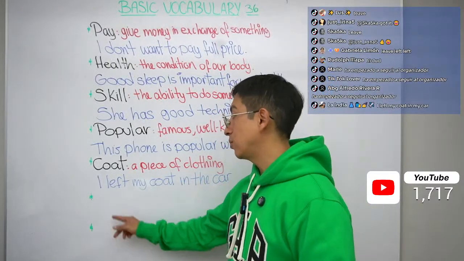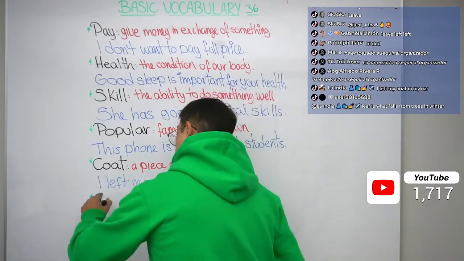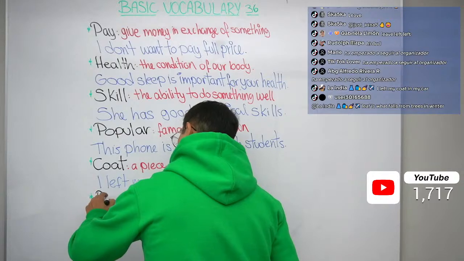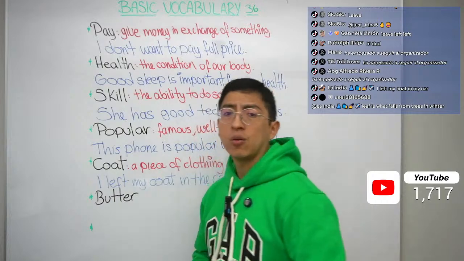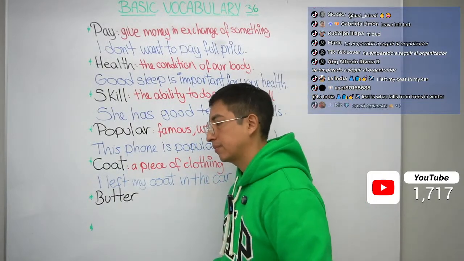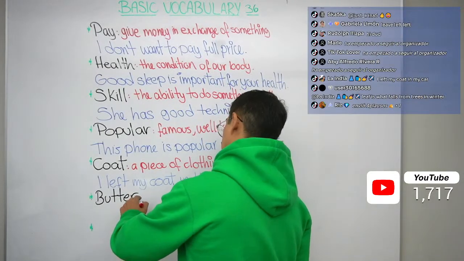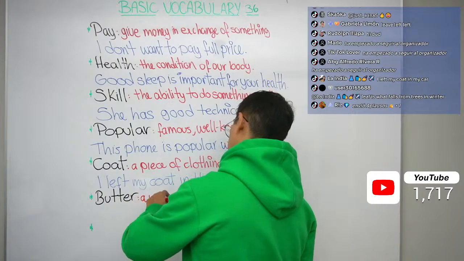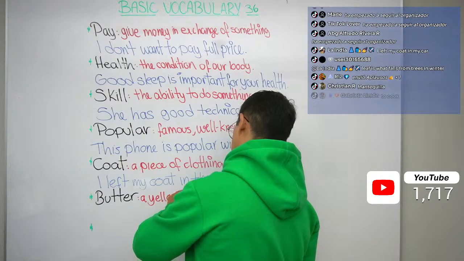Okay guys, let's continue with the next word. Well, we're gonna continue with butter. Guys, what does butter mean? In this case, this is a dairy product. No? We can talk about a yellow dairy product.